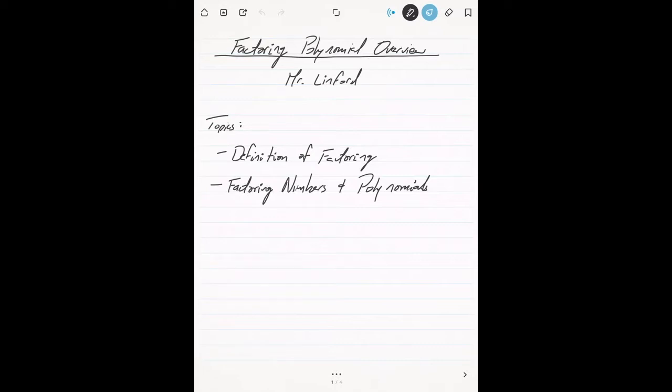In today's discussion, we're going to be introducing the topic of factoring polynomials. In particular, we're going to go through a series of videos of all the various techniques of how to factor polynomials. But in particular, for this video, we're focusing on what does it mean to factor? What is the definition of factoring? And how do we compare factoring numbers and polynomials?